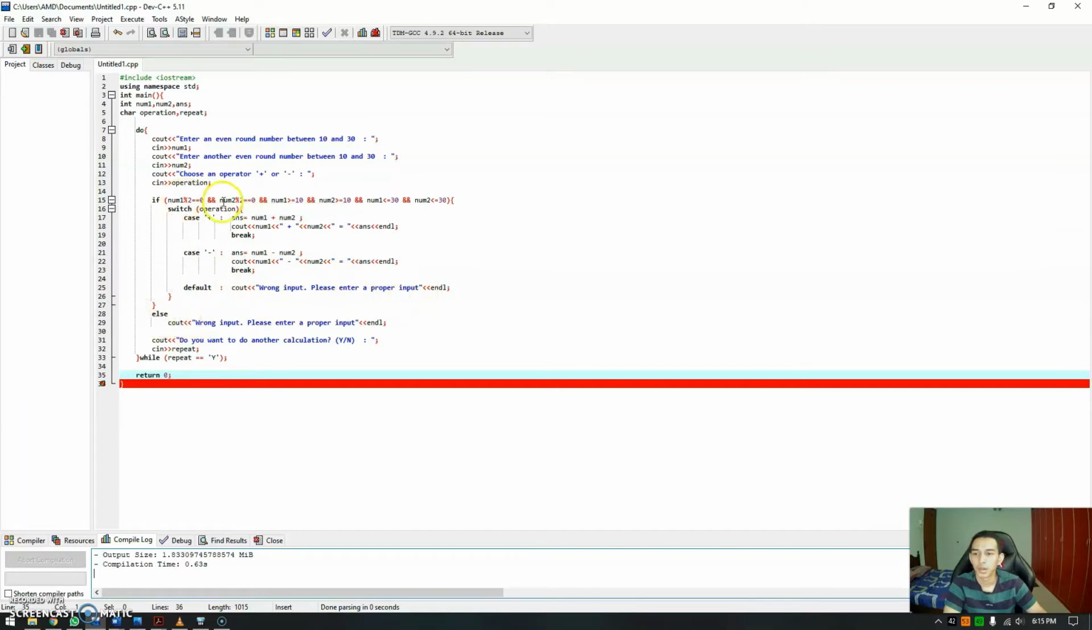If num1 and num2 do not satisfy this condition, it will also display the warning, this is wrong input, please enter proper input. Lastly, we will cout, do you want to do another calculation? If the answer is no, it will go to N. If the answer is Y, it is going to loop again.